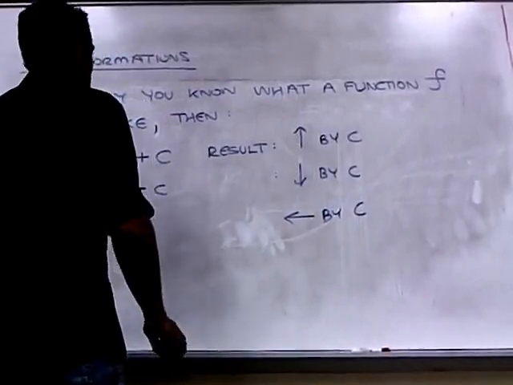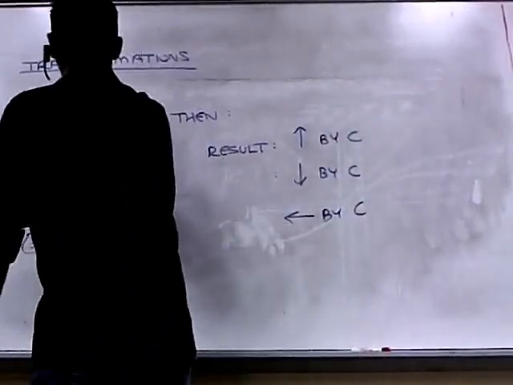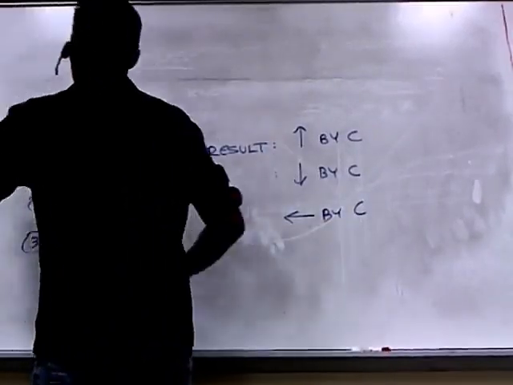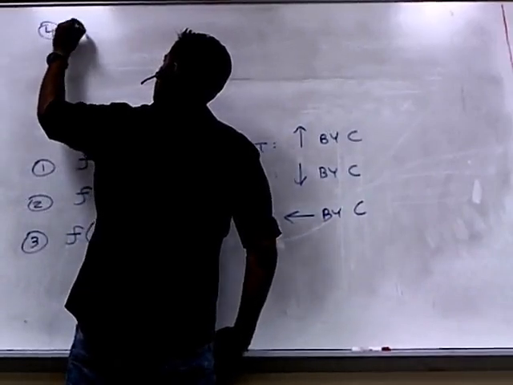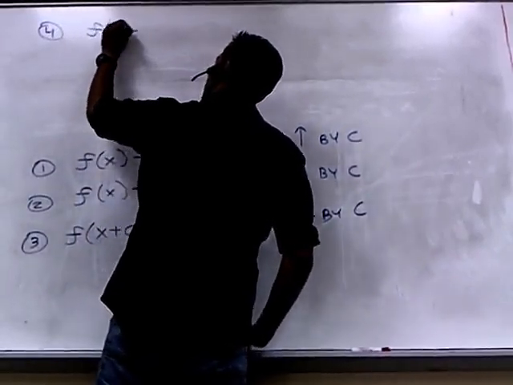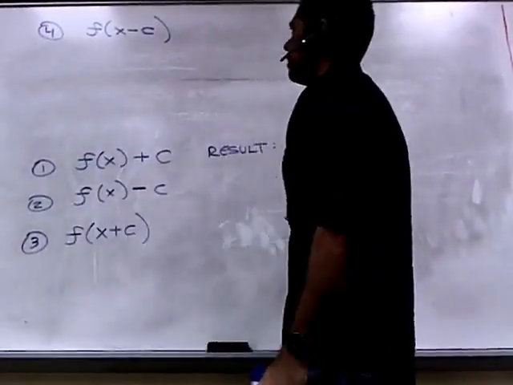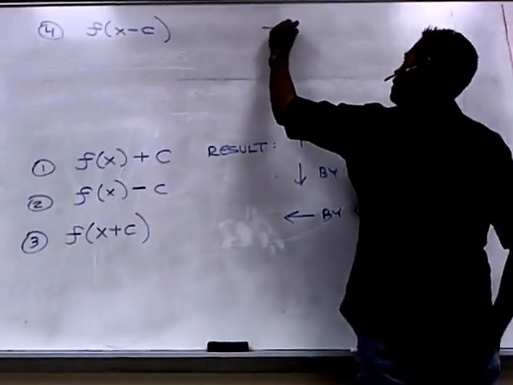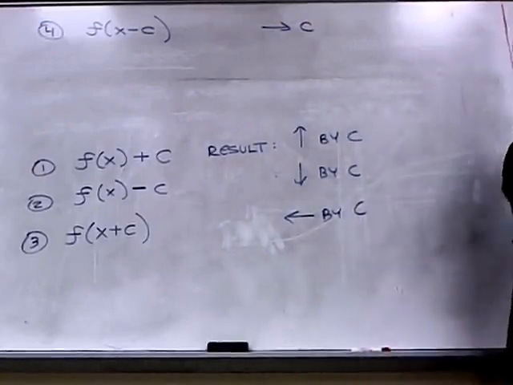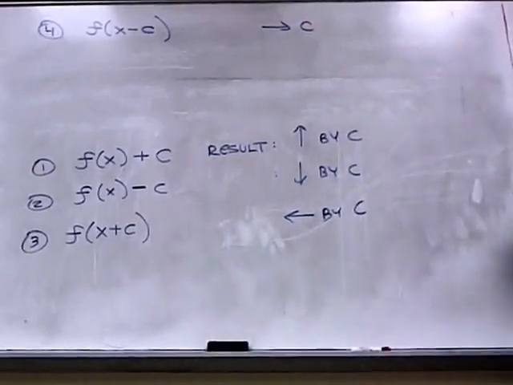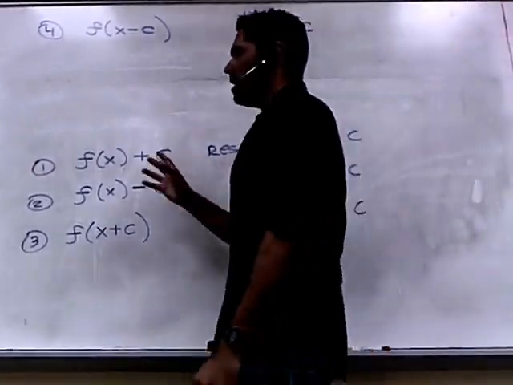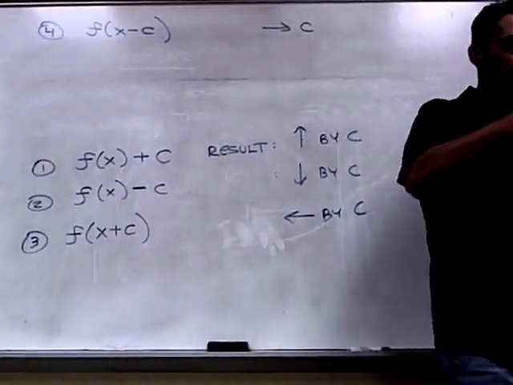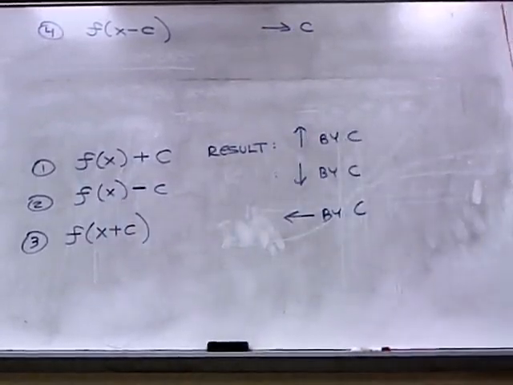You just have to remember that. And then let me do the fourth one up here. What would f of x minus c then be? That would move you to the right c. So we have ways now of taking any toolbox function and moving it up as much as we want, or down as much as we want, to the left as much as we want, to the right as much as we want.